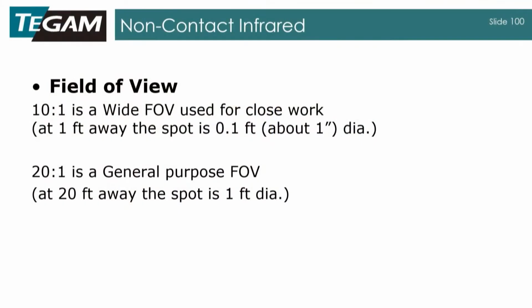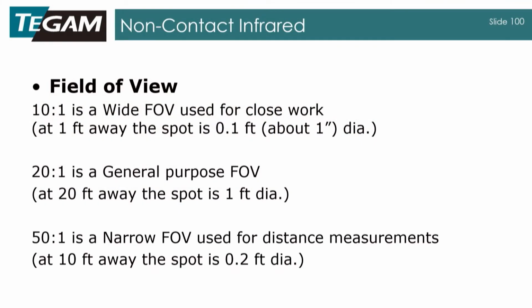But the field of view is an important piece. If you have a 10 to 1 field of view, that means at one meter away, it's a tenth of a meter in terms of spot size. 20 to 1, same thing. With 50 to 1, you have a narrow field of view, so if you're trying to get a small spot. But the thing to remember is that the infrared gun is averaging that whole spot size.